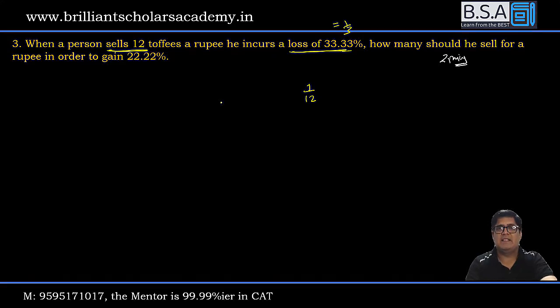Loss means decrease. So by multiplying 2 by 3 with the cost price, you get the selling price. When you multiply 2 by 3, a 33% loss has happened. Don't calculate cost price. Why do you want cost price? The question is, for 1 rupee, how many, n, should he sell to gain 22.22%? What is 22.22%? It is 2 by 9.